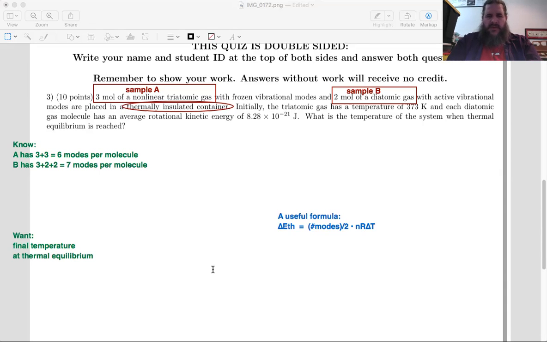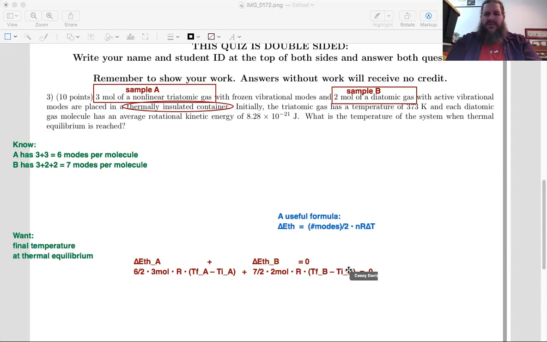Plus, and then for object B, we've got the same idea, number of modes over 2, except for B, number of modes is 7. So 7 over 2. Number of moles looks like we've got 2 moles times R times delta temperature. So T final B minus T initial B. And again, those have to add up to 0.